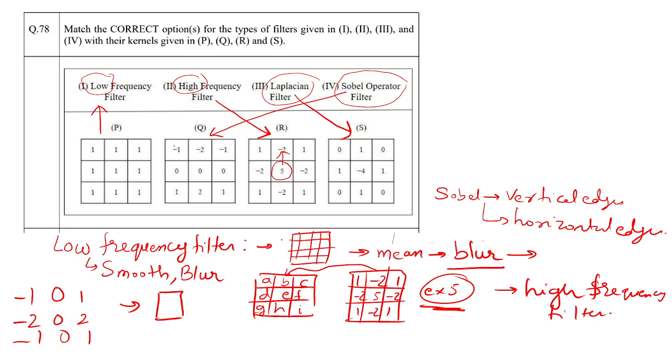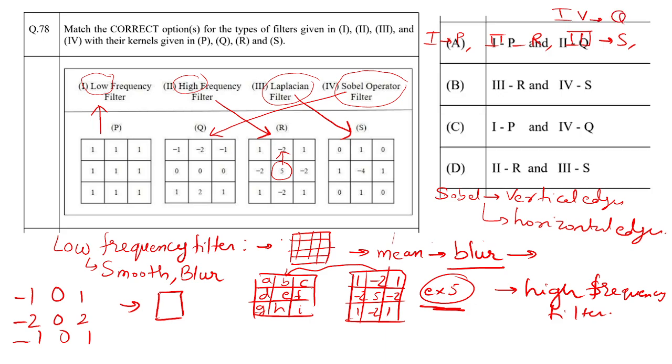So currently what we have got is first is P, second is R, third is S, and fourth is Q. So we'll see the option in which this is given. First P and 4 Q. So this, second R and third S. Second R and third S. So these two are the answer.